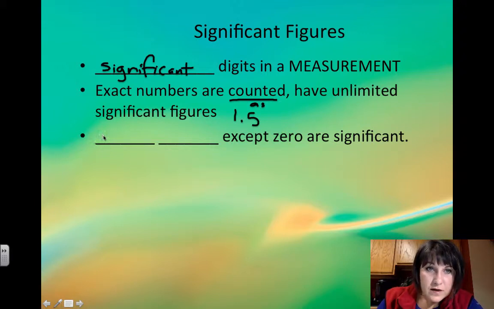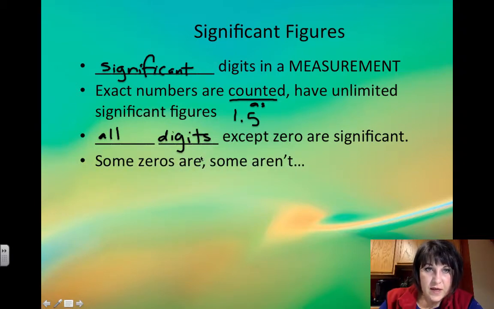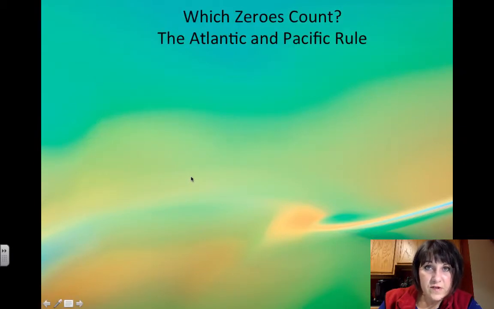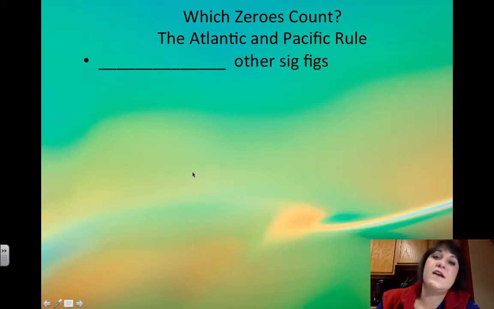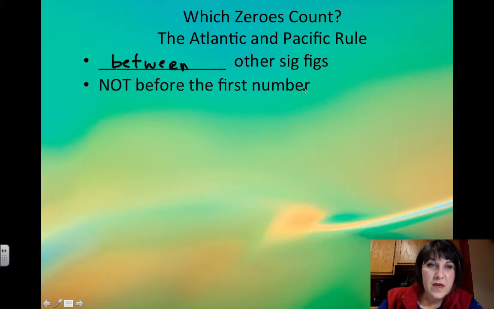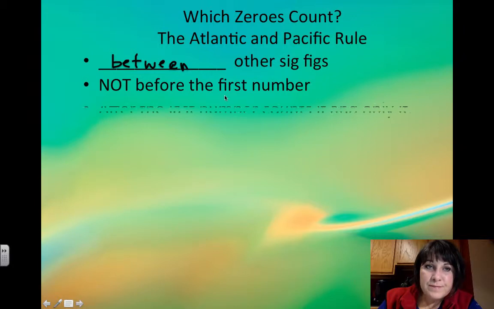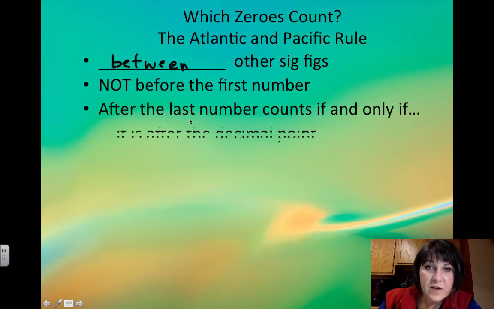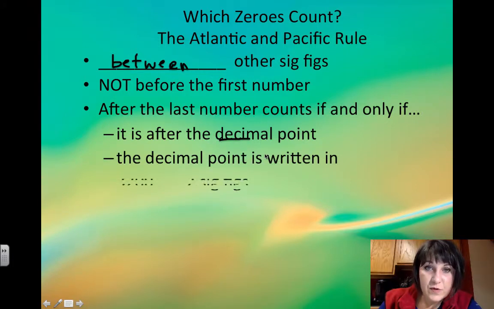And then all other non-zero numbers are significant. So all the digits you have in a measurement except for 0 are significant. Some zeros are significant and some zeros aren't, so we have rules to decide which zeros count. First of all, any zeros that come between other significant figures are significant. Any zero before the first number does not count. After the last number, the zero counts only if it comes after a decimal point, and the decimal point is written in.